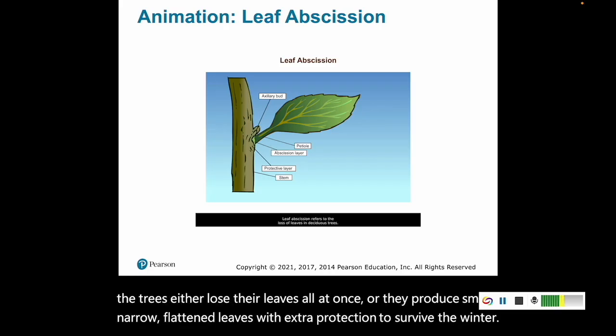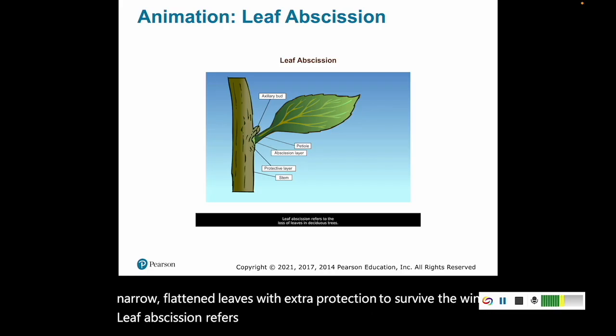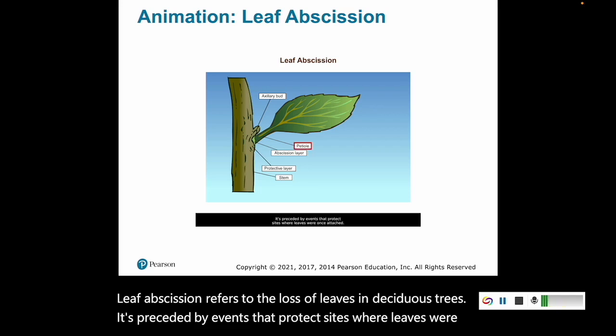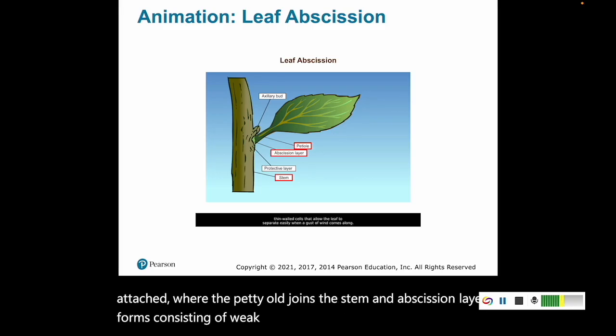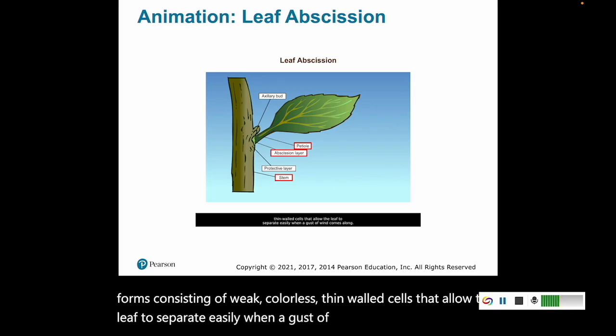Leaf abscission refers to the loss of leaves in deciduous trees. It's preceded by events that protect sites where leaves were once attached. Where the petiole joins the stem, an abscission layer forms, consisting of weak, colorless, thin-walled cells that allow the leaf to separate easily when a gust of wind comes along.